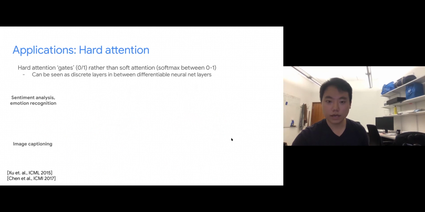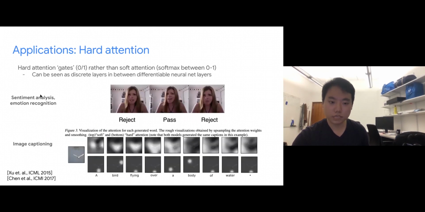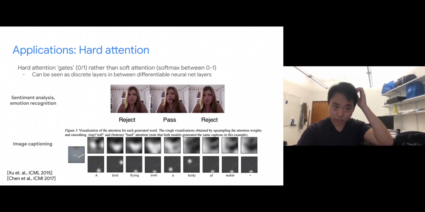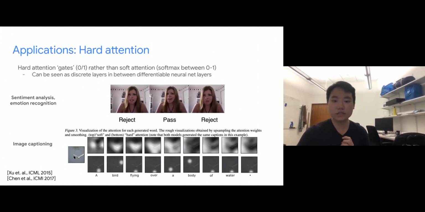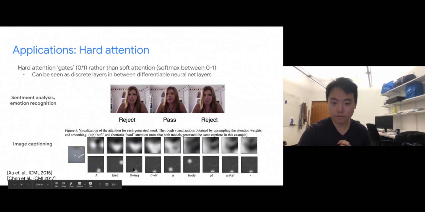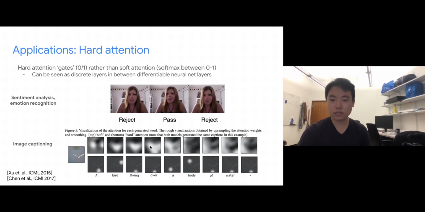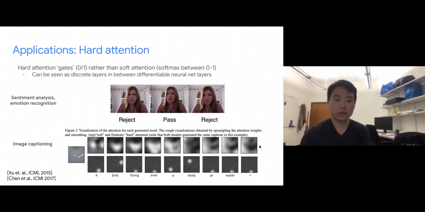So that's another example. And we find that in the case of sentiment and emotions, it actually rejects non-informative visual features and passes through smiles. And in the case of image captioning, we're given an image. Hard attention also looks at a bird. It correctly looks at a bird, and over a body of water, it looks at water. Conversely, if you use soft attention, sometimes it looks at the bird, but other times it doesn't really look at anything. So that's it. Let me stop there.